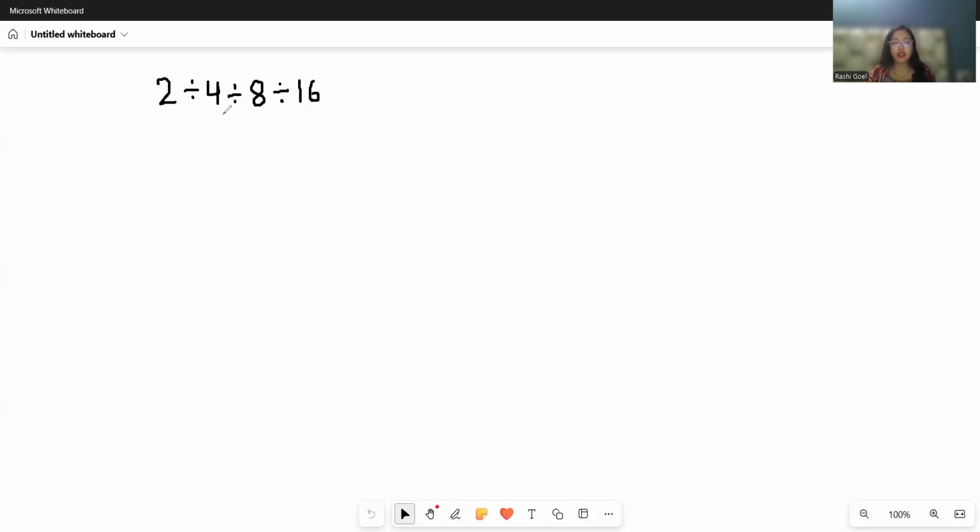They solve it like this: 2 ÷ 4 ÷ 8 ÷ 16. 2 ÷ 4 is 1/2, 8 ÷ 16 is 1/2, and 1/2 ÷ 1/2 is 1. It is the wrong answer. When you have the same operator given multiple times, then you have to solve it two terms at a time.